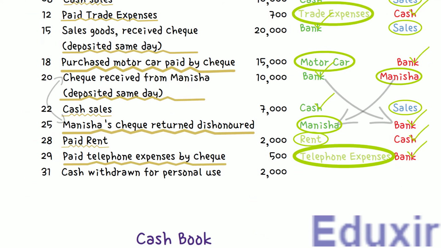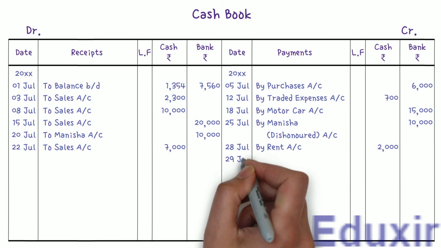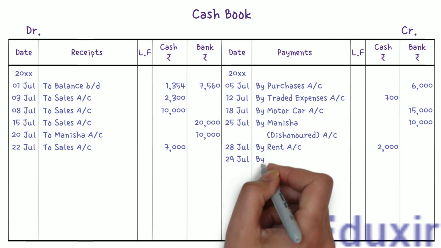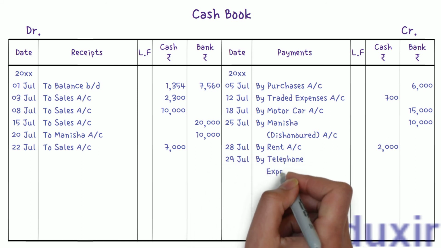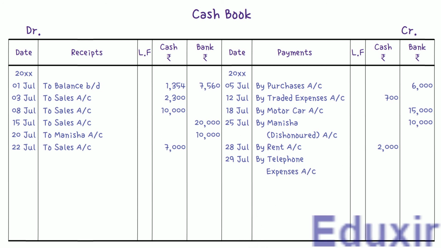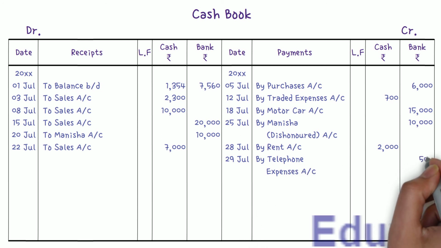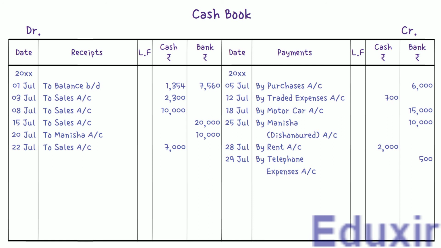of the cash book. Let us first record the date. Let us then record the telephone expenses account into the payments column of the cash book. Let us then record the credit amount of 500 rupees in the bank column. With that, we have completed the posting of this transaction into the cash book. Let us now take up the next transaction.